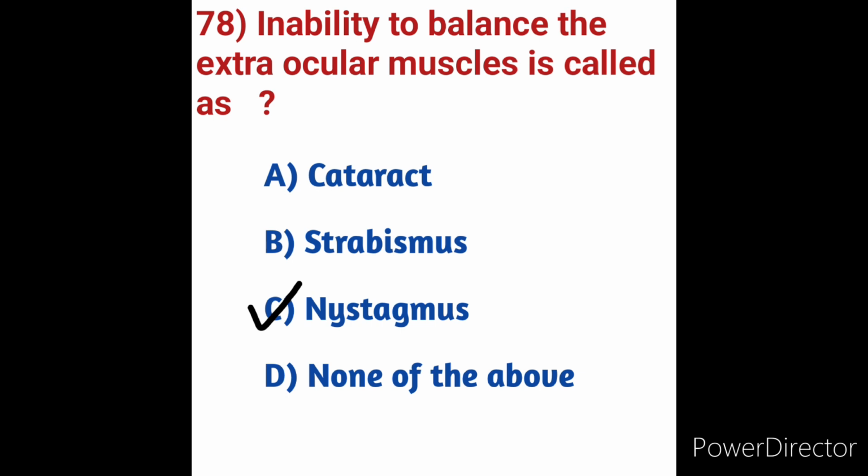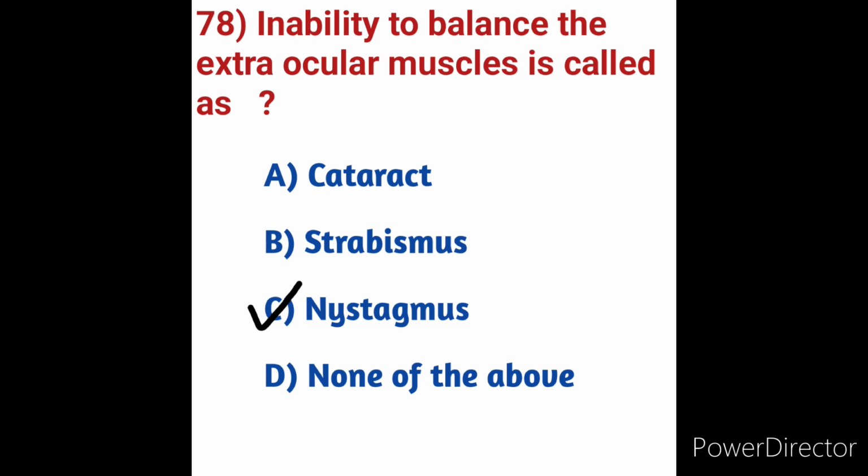Main causes for the inability to balance the extraocular muscles: retina or optic nerve disorders, inner ear conditions, stroke, head trauma, disease of the central nervous system, albinism, multiple sclerosis, and undeveloped control over eye movements. These are all the common causes and risk factors for nystagmus. Inability to balance the extraocular muscles is called nystagmus. So here in these options, option C is the correct answer.